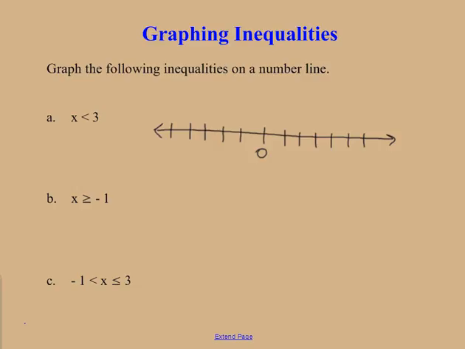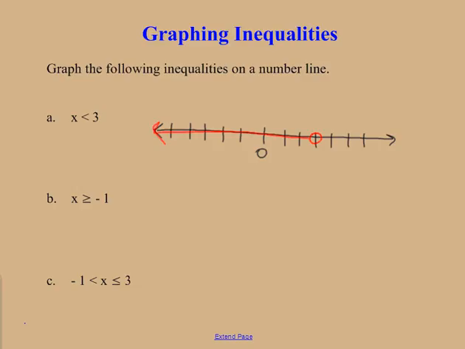So our inequality in part A says x is less than 3. Since x is only less than 3 and not equal to 3, we go to 3 on our number line and we put an open circle. This indicates that 3 is not included in the inequality. And then, since it is less than 3, all the numbers less than 3 occur to the left. And so we draw an arrow to the left.